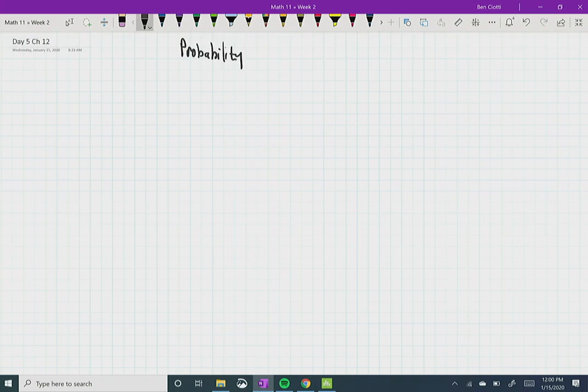All right, class. So we're going to switch gears today. And after talking about statistics for the first week, we now switch over to probability. Probability is the study of randomness.